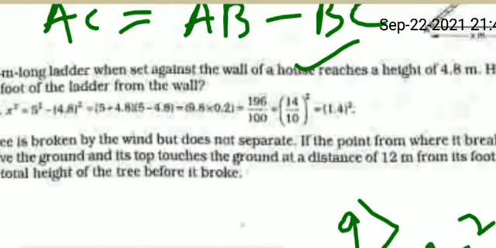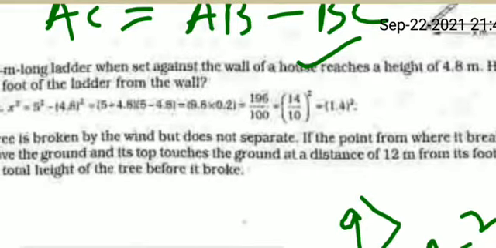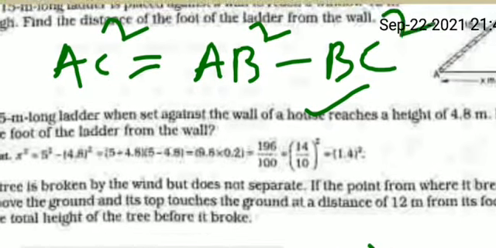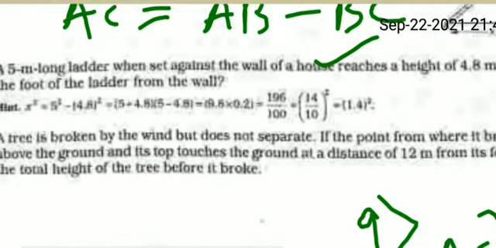Students, question number 10 tells that a 5-meter long ladder, when set against the wall of the house, reaches a height of 4.8 meter. How far is the foot of the ladder from the wall? The same type of question as question number 9. So do it yourself.